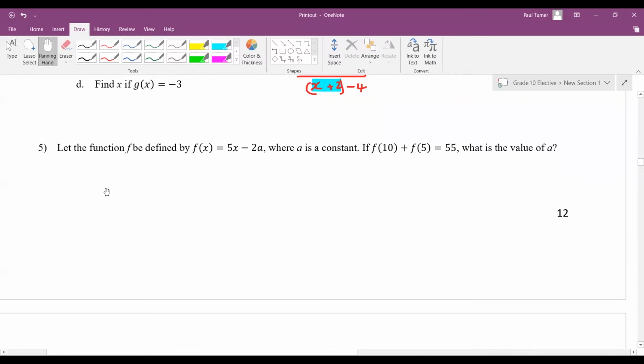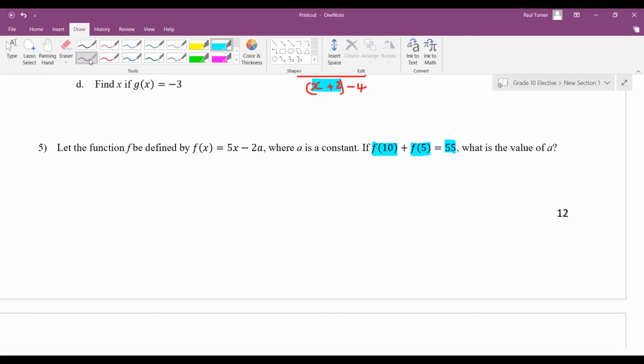Now, question 5, take a look here. We've got a function, f(x) equals 5x minus 2a, where a is a constant. Okay, a is like 3, 4, 5, minus 6, some number. And it's saying if f(10) plus f(5) is 55, what is the value of a? So I might wait for you. Can you start this one yourself? Because otherwise I'm gonna end up talking too much.